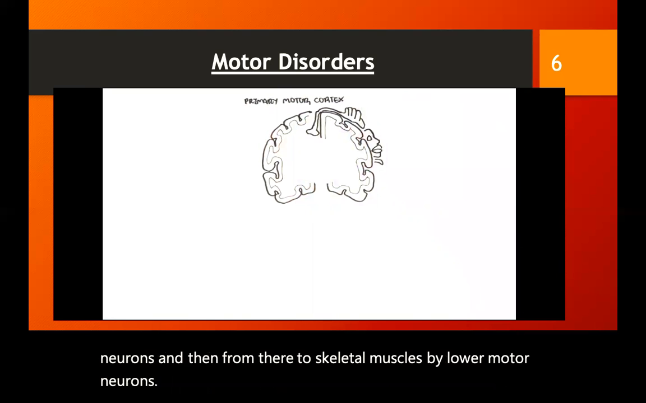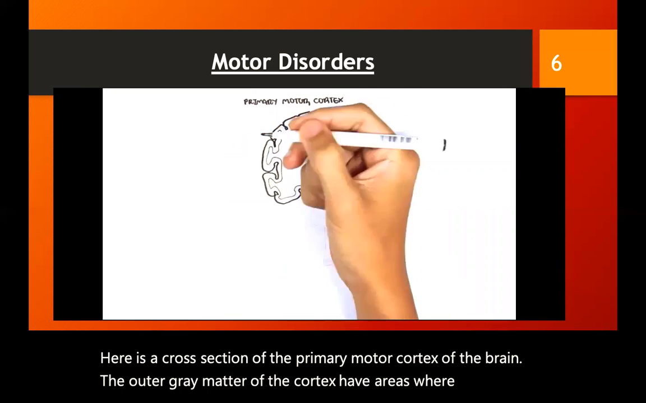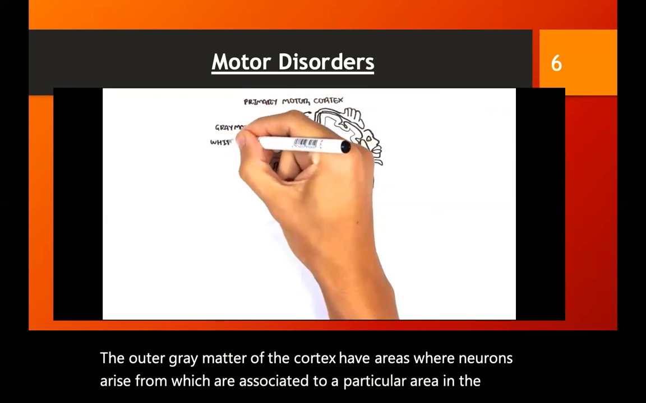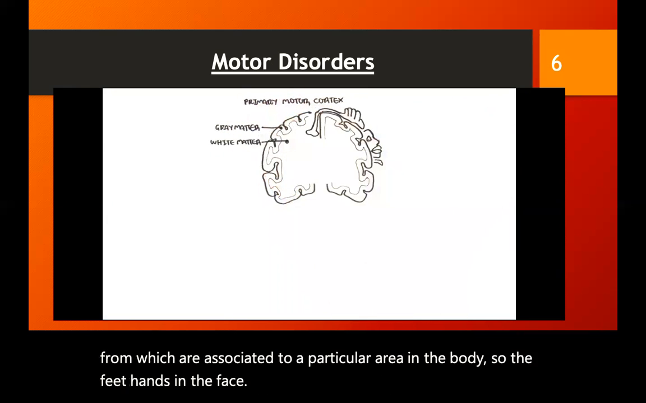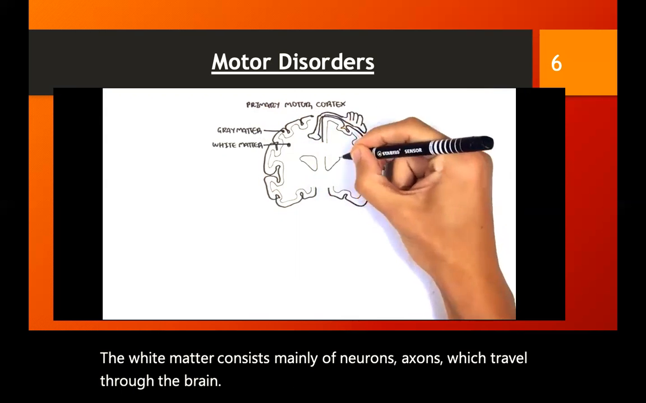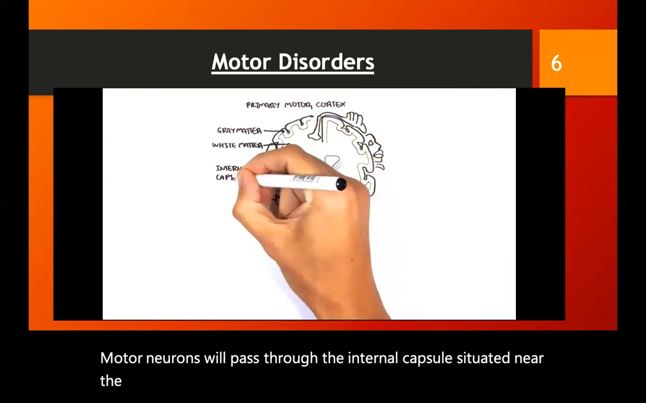Here is a cross-section of the primary motor cortex of the brain. The outer gray matter of the cortex have areas where neurons arise from, which are associated to a particular area in the body, so the feet, hands, and the face. The white matter consists mainly of neurons' axons, which travel through the brain. Motor neurons will pass through the internal capsule situated near the thalamus and basal ganglia.